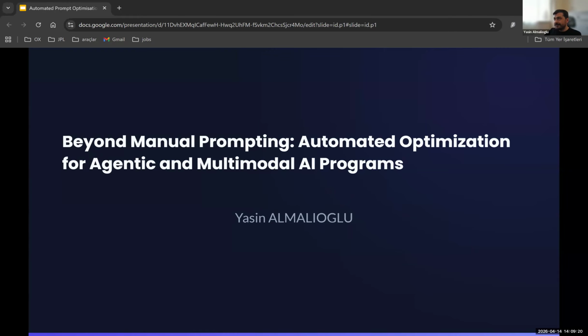Today I wanted to talk about prompt optimization that I have been doing in recent years, which is quite important for many academic and industrial applications. This is about automated prompt optimization. We hear a lot of things nowadays, like prompt engineering.